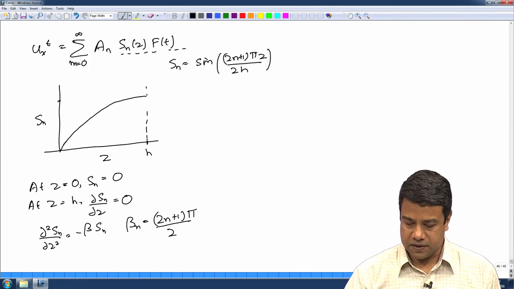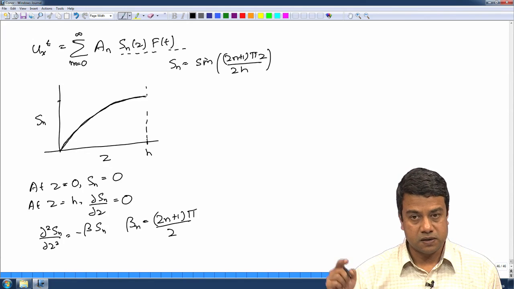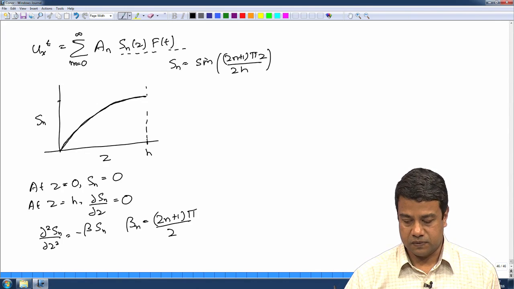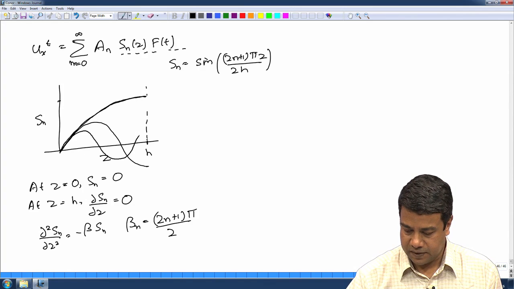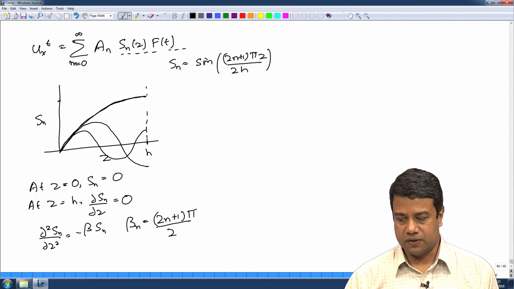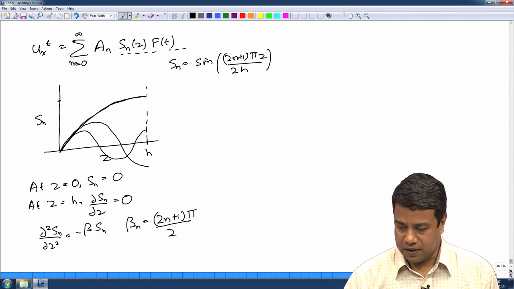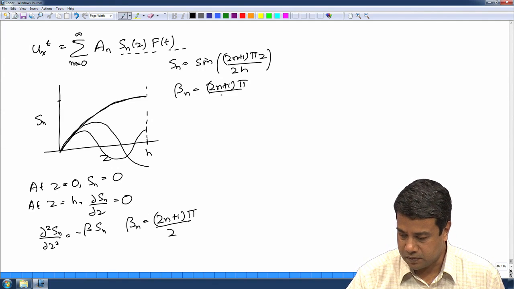So, the first one will be a sine function that goes from 0 to pi by 2, slope is 0 at pi by 2. The next one will have something that looks like this. The third one looks like that, and so on. So, these are the basis functions that I will be using, and the eigenvalues, beta n is equal to 2n plus 1 pi by 2.